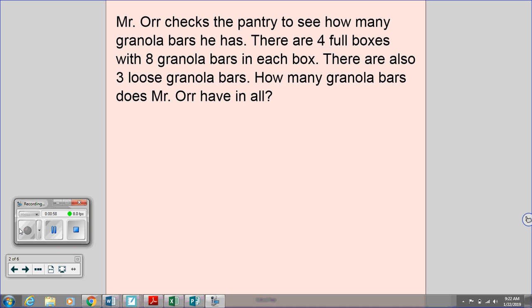What am I counting? This should be no different than any other word problem that we've been solving. What am I counting? Naviana, what am I counting? Granola bars. I'm counting granola bars. Yeah. What could be my answer sentence? Tell me what you wrote. Piper, what did you write?